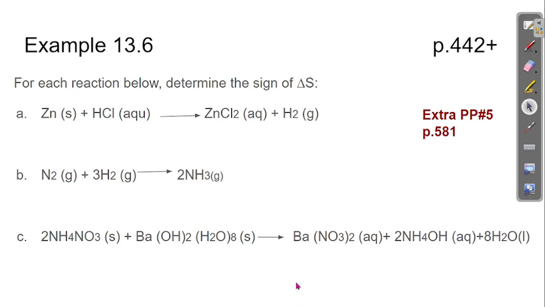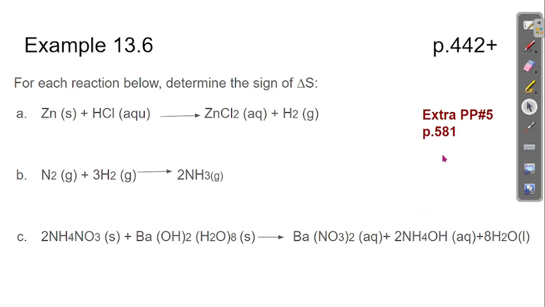Let's look at the last one. We have a solid, we have a solid, we have aqueous, and a liquid. Solid is the least chaotic. We have liquids and aqueous right here. So we know that this side right here has more entropy than the solid reactants. So you went from less to more. That means that the entropy here is positive as well.